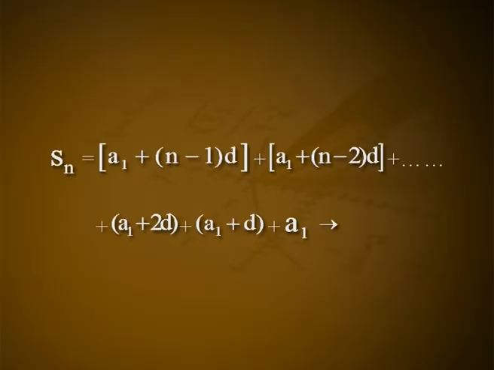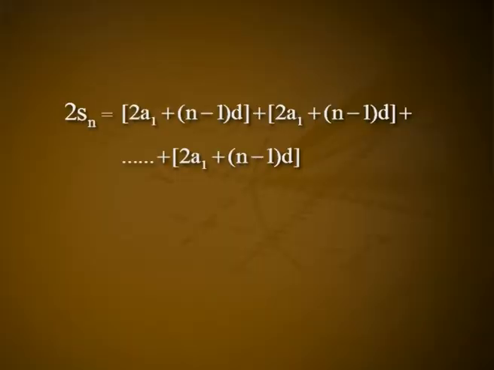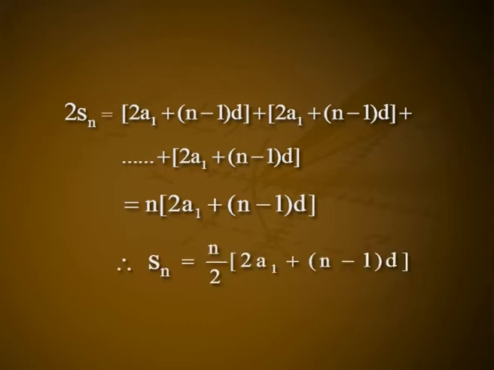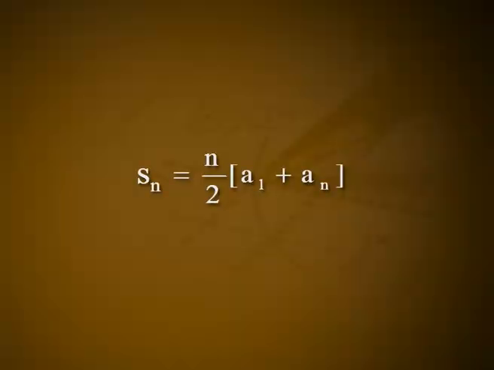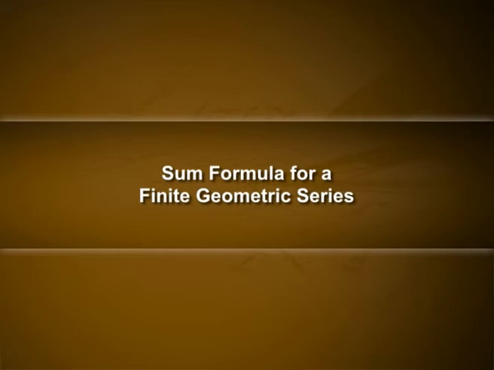Reversing the order of the sum, we get S_n = (a_1 + (n-1)d) + (a_1 + (n-2)d) + ... + (a_1 + 2d) + (a_1 + d) + a_1. Adding the LHS and RHS of equations 1 and 2, we get 2S_n = (2a_1 + (n-1)d) + (2a_1 + (n-1)d) + ... + (2a_1 + (n-1)d) = n(2a_1 + (n-1)d). Therefore, S_n = n/2 (2a_1 + (n-1)d). By replacing a_1 + (n-1)d with a_n, we get S_n = n/2 (a_1 + a_n).